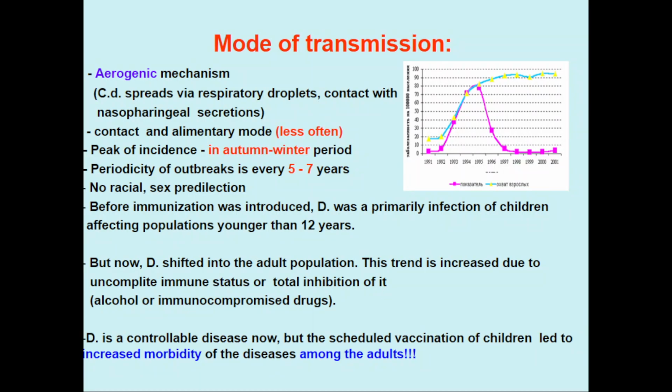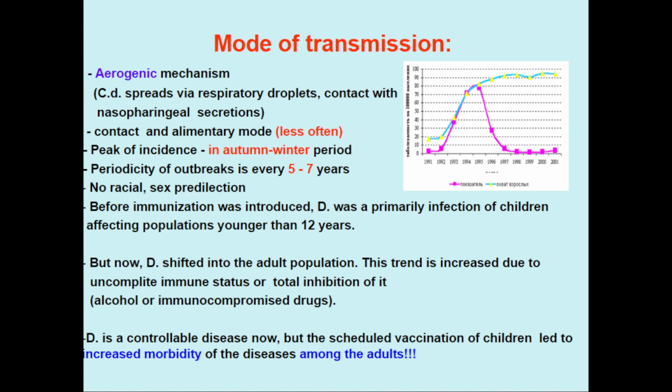Mode of transmission is mostly the aerogenic mechanism. Corynebacterium diphtheriae is spread via respiratory droplets, contact with nasopharyngeal secretions. Also it may be contact and alimentary, less often, if some food is contaminated with bacteria, or maybe bed sheets or something like this. Peak of incidence is in the winter period, but also in the summer period, though that is mostly skin diphtheria. Periodicity of outbreaks is every 5-7 years.